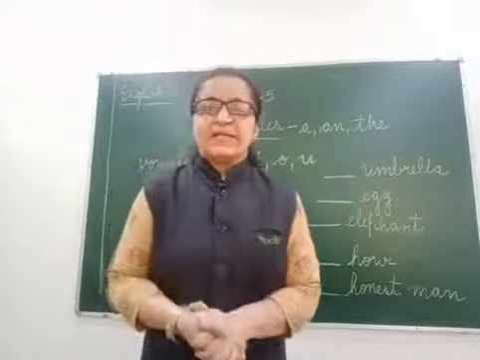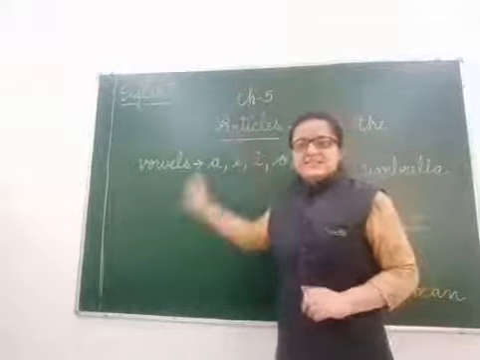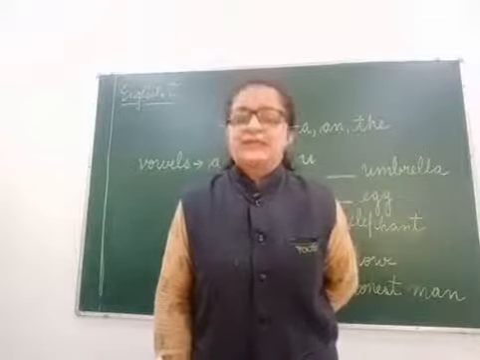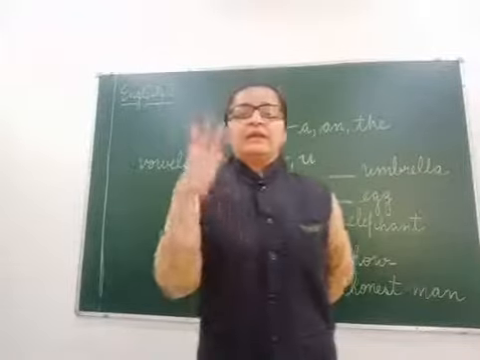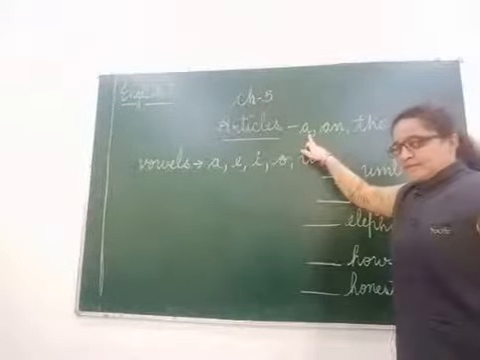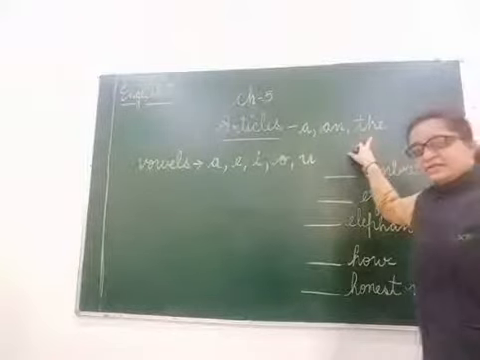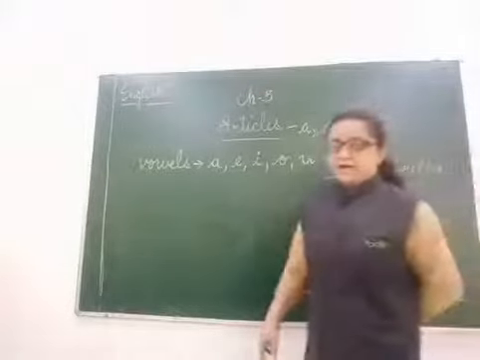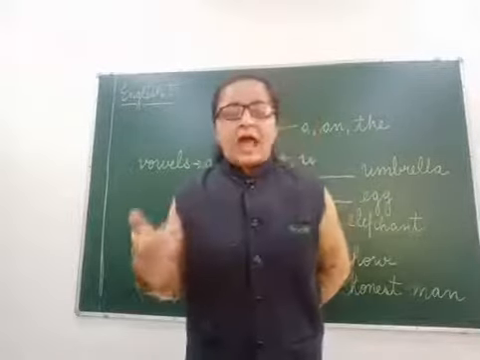Children, in this session we are going to start with chapter 5, articles. You have already studied articles in class 1? Yes? Okay, so children, there are 3 articles. Those are a, an, and the. What are the 3 articles, children? A, an, and the. Yes? Now, you have studied also where we use a or an.